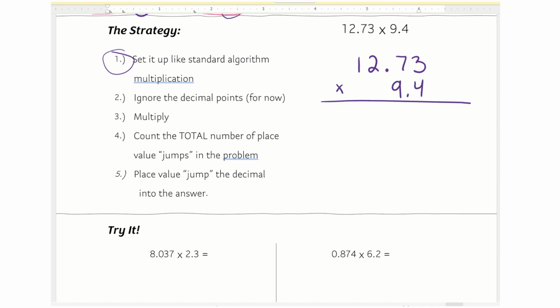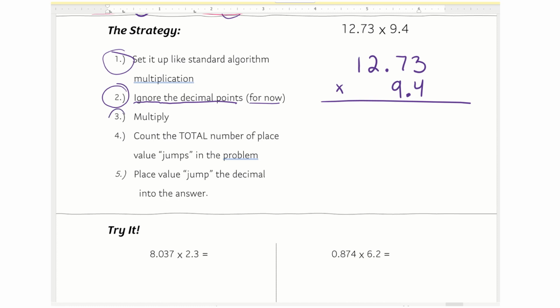I know it feels really weird because we just got done adding and subtracting decimals. It feels really weird not to stack the decimals, but we're multiplying. Stacking the decimals is when I add or subtract or compare. For multiplying, I don't have to stress over that. And here's why. Step 2 asks me to ignore the decimal points for now. We're going to deal with that at the end. So I'm going to ignore the decimal points.